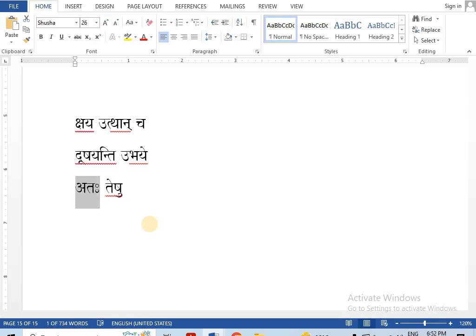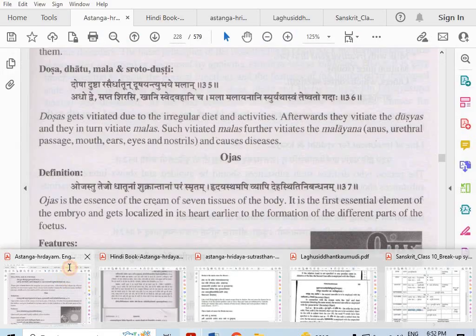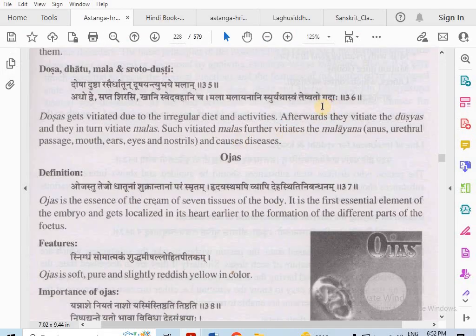Ataha, so all these things occurred, right? Doshas, dhatus, malas, malayanani, all these things are actually vitiated. Now ataha, so teshu, in them means in these malayanani, in these sites of waste product. What happened? Teshu ataha gadaha. Gadaha means disease. So due to this, the diseases occurred, right? Ultimately all these cause the disease. Gadaha is plural, gadaha, gada is disease. So disease occurred in these malayanani, right?